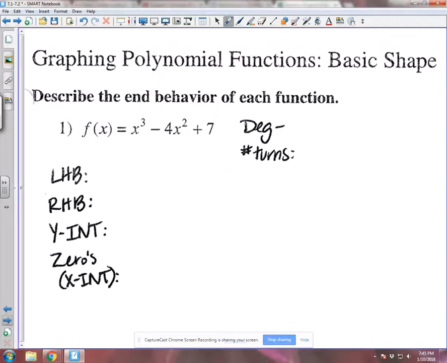Now, before we even type it in, I can answer a couple of these questions. Number one, the degree. The degree is the highest power. Well, the highest power that I see here is 3. So the degree of this thing is 3. Now, the notes that I just gave you told you how to calculate the number of turns. The number of turns is the degree minus 1. So if I take 3 and subtract 1, I get 2, meaning there will be 2 turns in this graph. So let's switch over to Desmos, and we're going to type this in and see what it looks like.